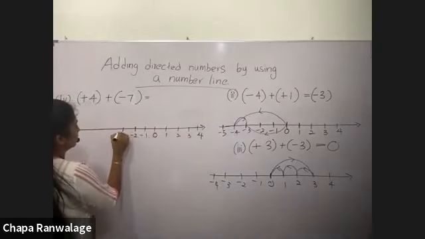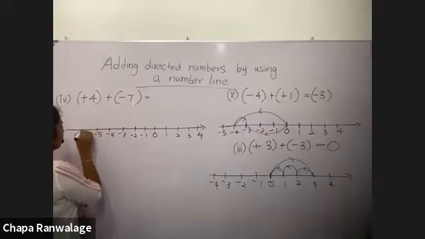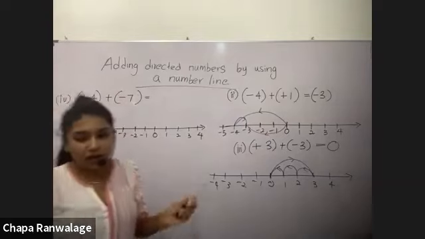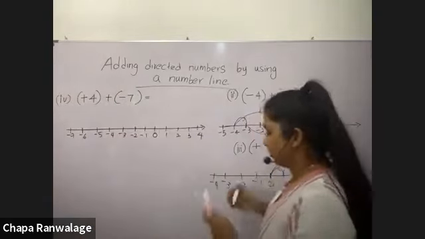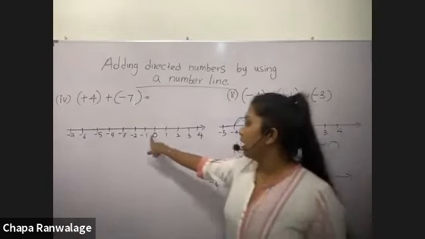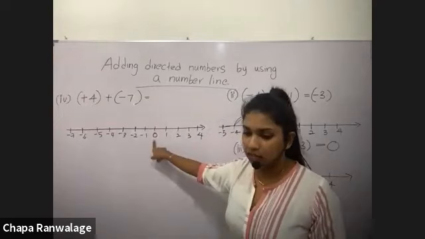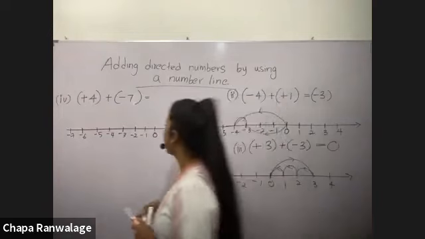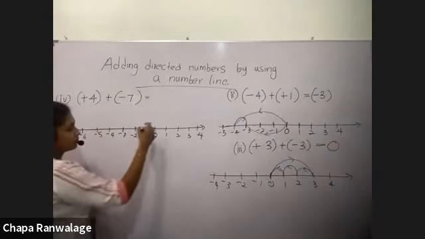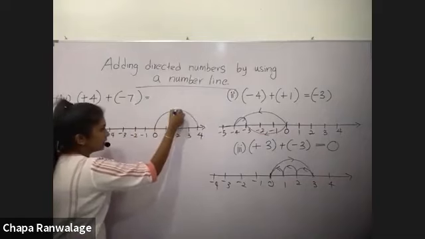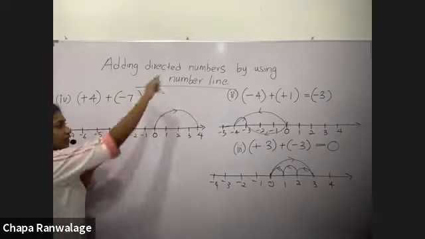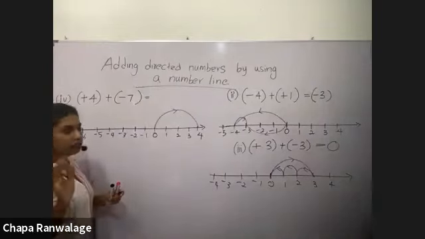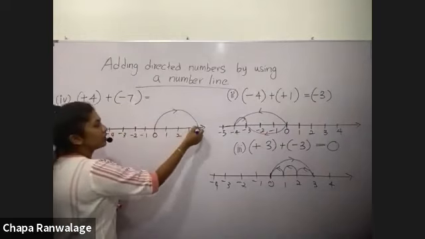Minus 1, minus 2, minus 3, minus 4, minus 5, minus 6, and minus 7. Last question. I'm starting from 0. To which direction should I move? Right side. This direction. Right side. We should move from that point 7 units.